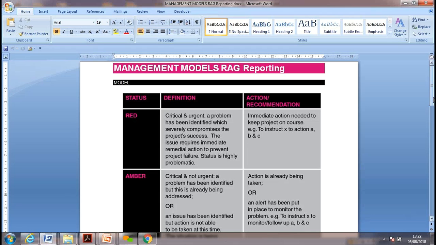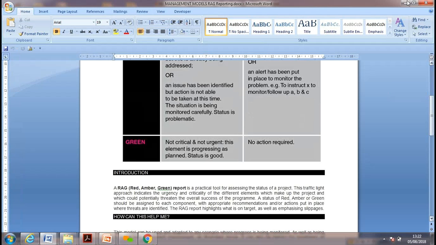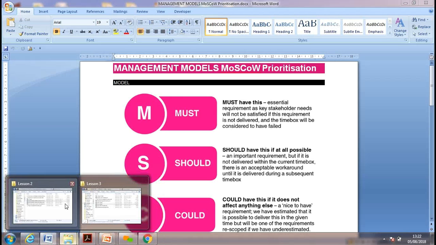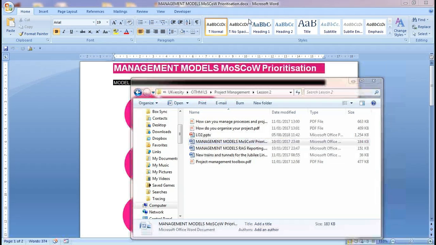Next is the reporting system, which uses red, amber, and green. When we do planning for project management, we can prioritize tasks as well. These are quite good documents to use, and you can reference and discuss them in your assignment. You will find there how to manage processes and procedures in a project, and how to organize a project, such as the new train service tunnel for the Jubilee line in London. Please read the case study. The project management toolbox is quite good to go through. These are good documents from the project management perspective.